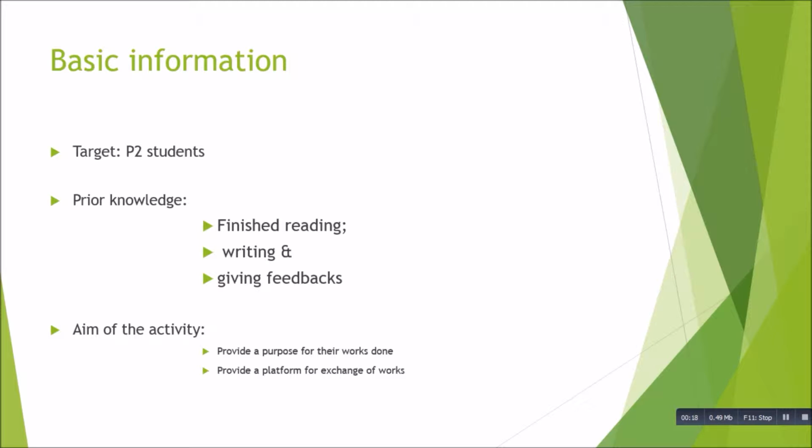A little bit more details on the writing task. That involves a composition in the genre missing flyers. In that missing flyers, students have to write about a lost family member and describe their physical features by drawing and writing. So the aims of this activity are to provide a purpose for their works done and also to provide a platform for exchange of works.